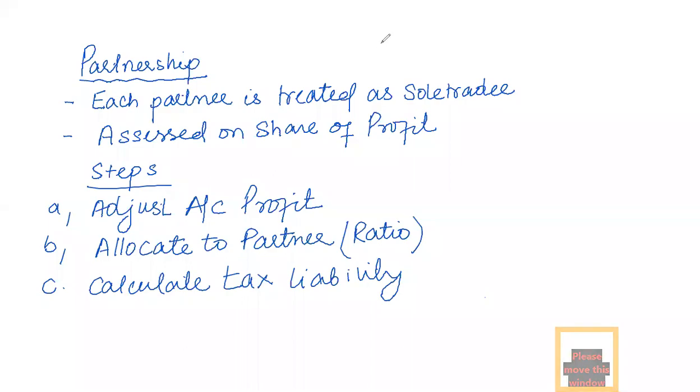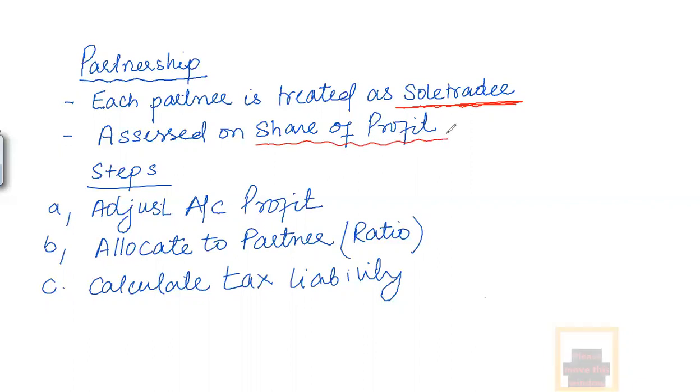So if the business is a partnership business, there will be at least two partners required, and there can be more than two partners as well. But the rule of tax is that each partner is considered as a sole trader. So although the business is a partnership business, the tax liability will be of the individual partner. Each individual partner is to be assessed on the share of profit generated from the partnership.